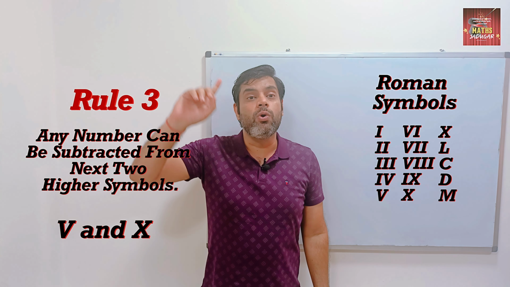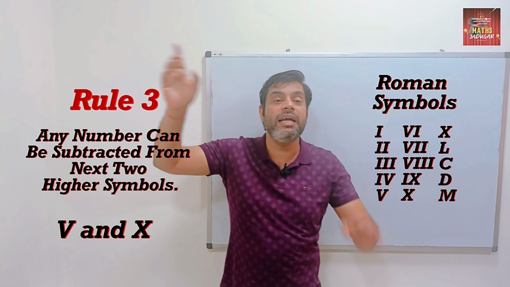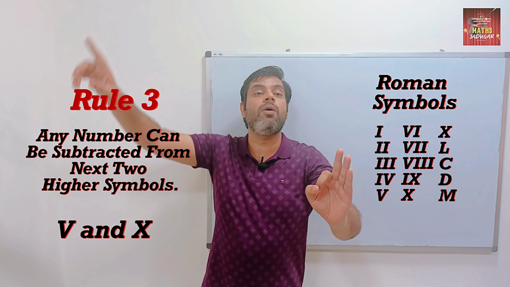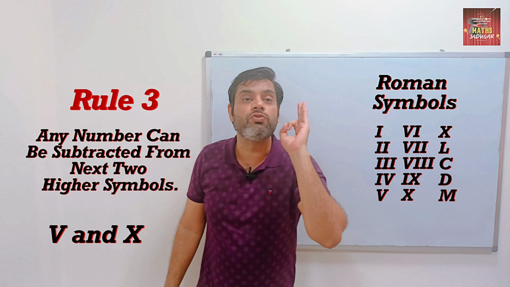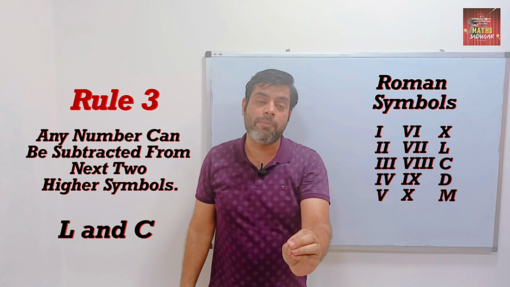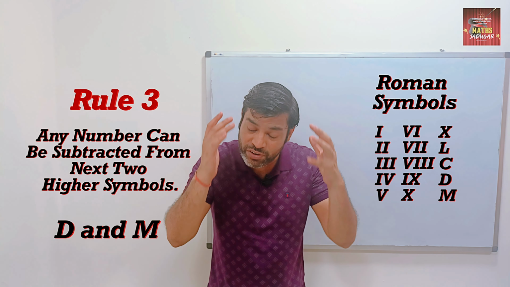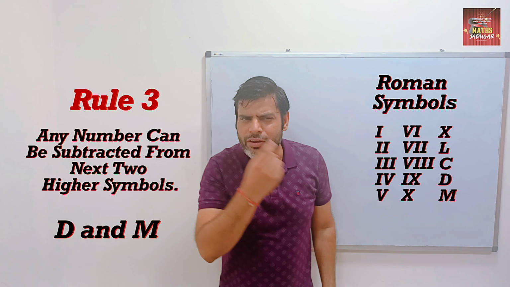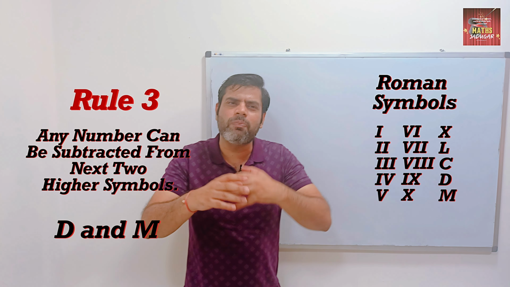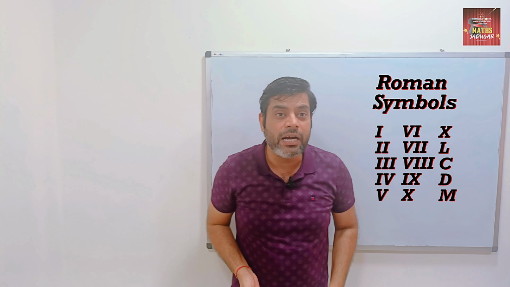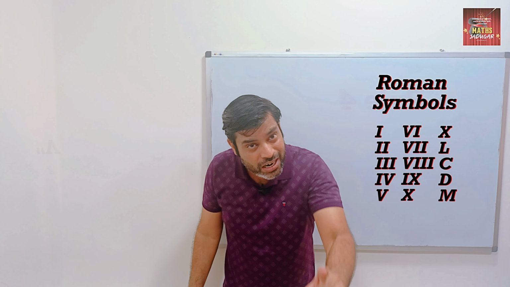But if I want to subtract something from 50 or 100, then I can subtract only X. X can be subtracted only from the two immediate higher numbers, which are 50 and 100, and the same applies for C also, which can be subtracted from 500 and 1000. My dear friends, somebody would ask why I am not subtracting V, 5, or L, 50, or D, 500, because it is not allowed. That is the third rule.